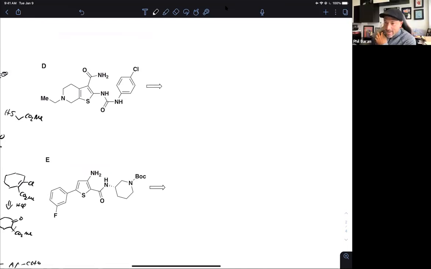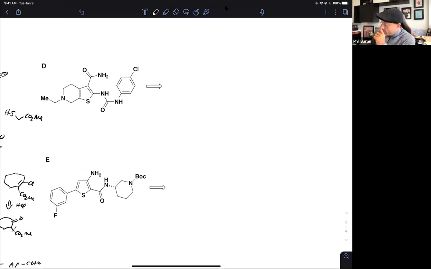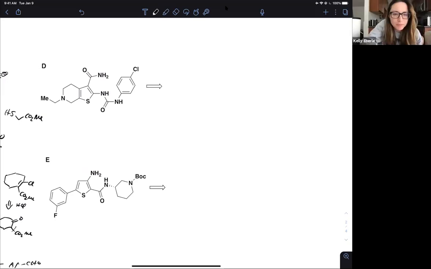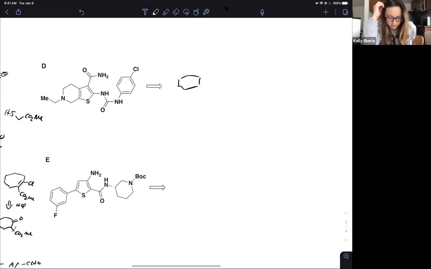Yes, Kelly? So I think that you could disconnect the thiophene and make it through a Gewald. First thing, you're a medicinal chemist, so is there something we need to get rid of right away? Oh, I don't want the piece on the right. Okay, we got to get rid of that urea, and it's probably something that they're going to want to make a million analogs of. Yeah, so back to the, I guess, aminothiophene.